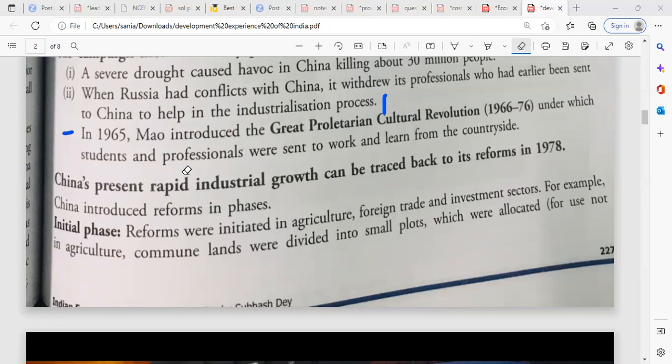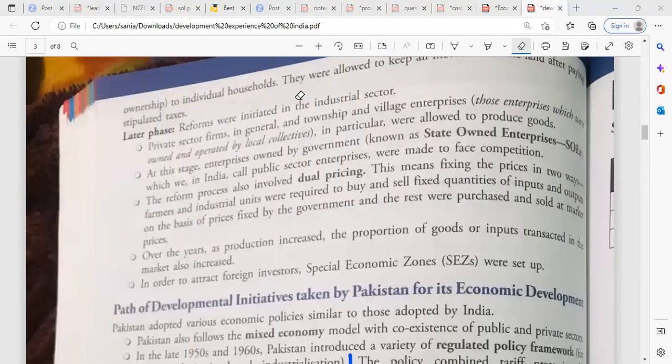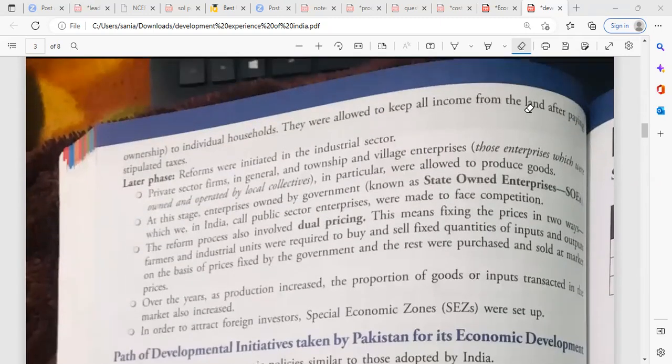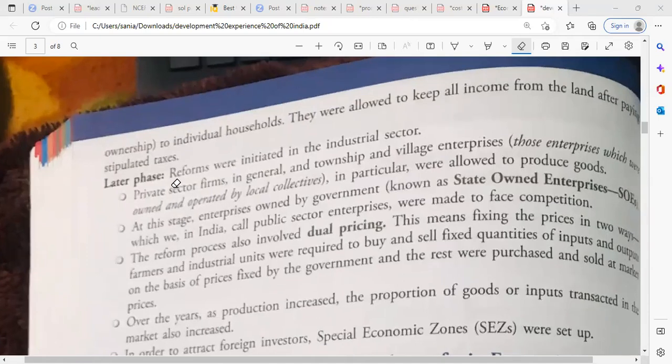So first, China introduced reform in phases. First is the initial phase. In the initial phase, reforms were initiated in the agriculture, foreign trade, and investment sectors only. For example, in agriculture, commune land was divided into small plots, which were allocated to individual households. They were allowed to keep all the income from the land after paying stipulated taxes.